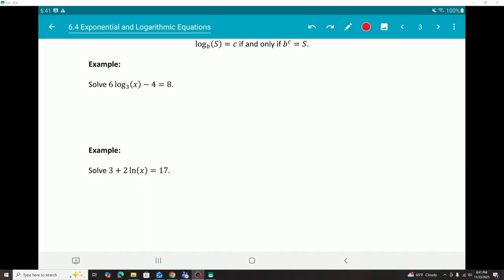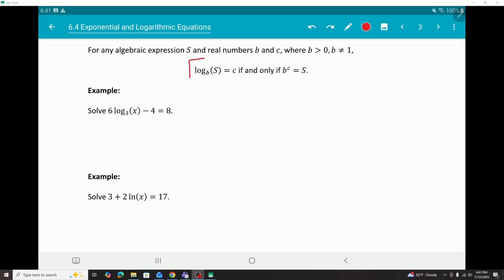Solve 6 log base 3 of x minus 4 equals 8. So this rule we talked about only works if the log is by itself. I can't just kind of magically convert it when there's stuff around. But that's not a big hurdle. I can isolate the log. We do this a lot. Whenever we have something with variables, we get it by itself. 6 log base 3 of x equals 12.